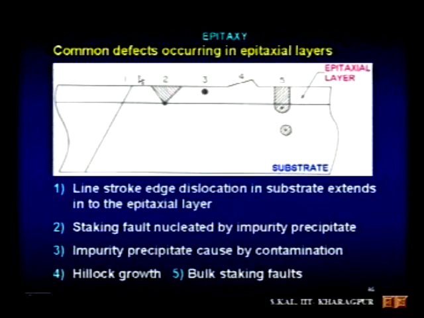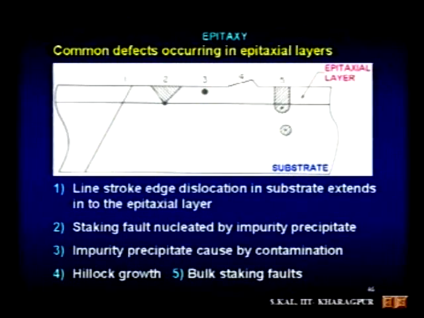This is the line or edge dislocation one. This one is stacking fault again due to impurity precipitate. Third one is impurity precipitate caused by contamination. This is tripyramidal or hillock growth. And fifth one is bulk stacking faults. Okay, these are five defects, how they look. You can just have some idea from this figure. Now, I'll show you the stacking faults, how they appear.